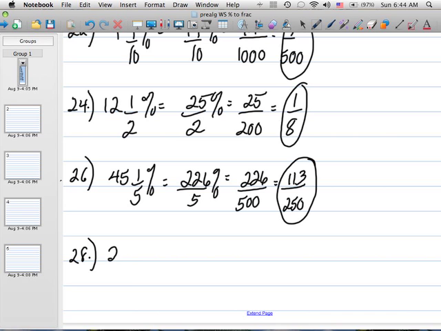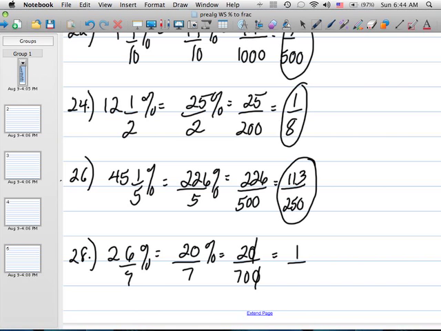Problem 28, we have 2 6/7%. Change it to its fraction form. 2 times 7 is 14 plus 6 is 20 over 7%. Compare me to 100, so that means divide by 100, add 2 zeros to the bottom. We can drop matching zeros. 2 goes into 20 once, and 2 goes into 70 35 times.